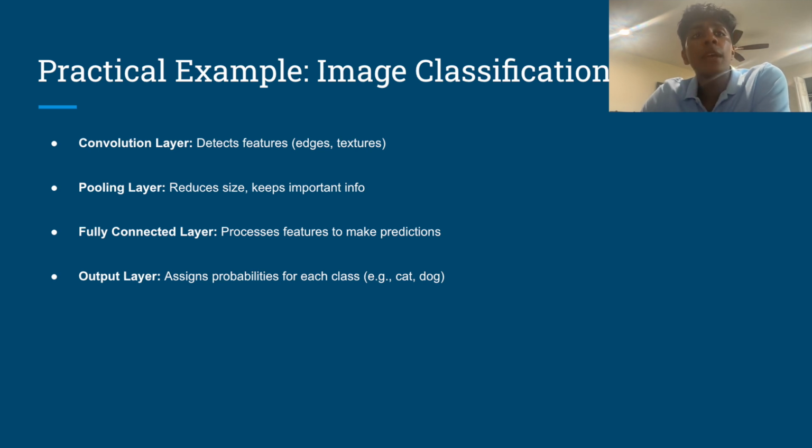After pooling, the feature maps are flattened and fed into a fully connected layer. This layer is similar to a traditional neural network and is responsible for making the final classification decision. Finally, the output layer produces the classification results, typically using a softmax function to assign probabilities to each class, such as cat or dog.